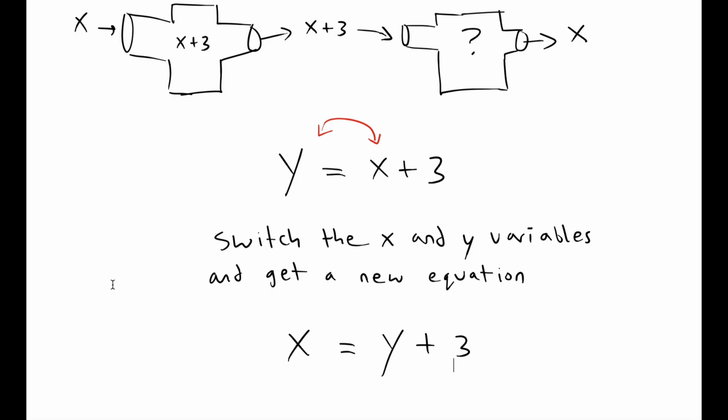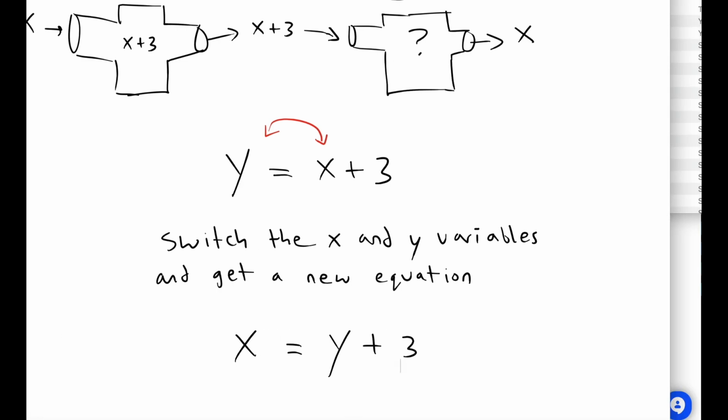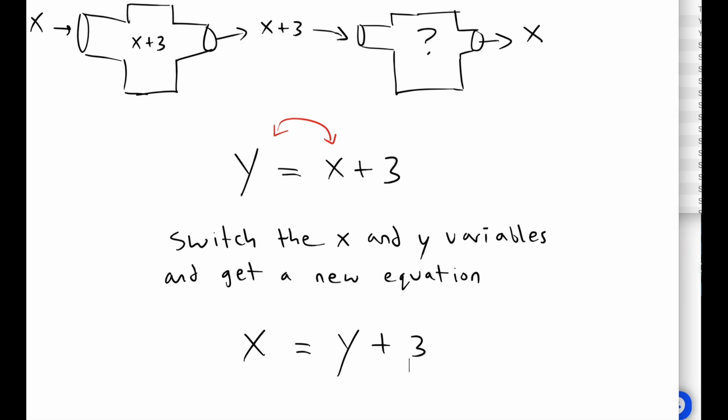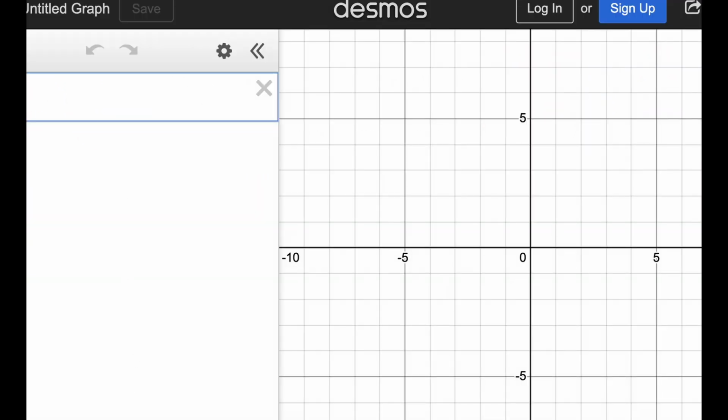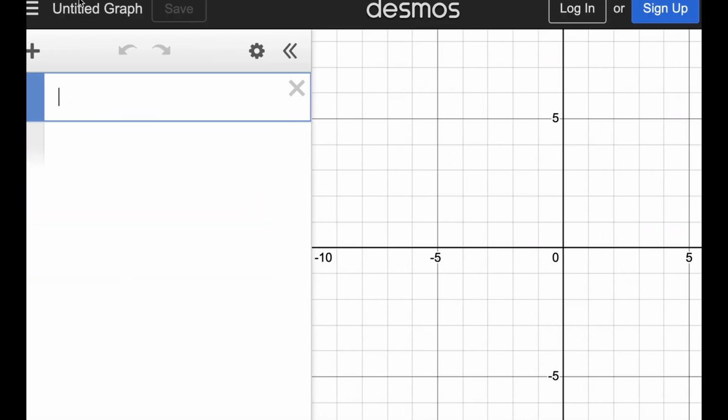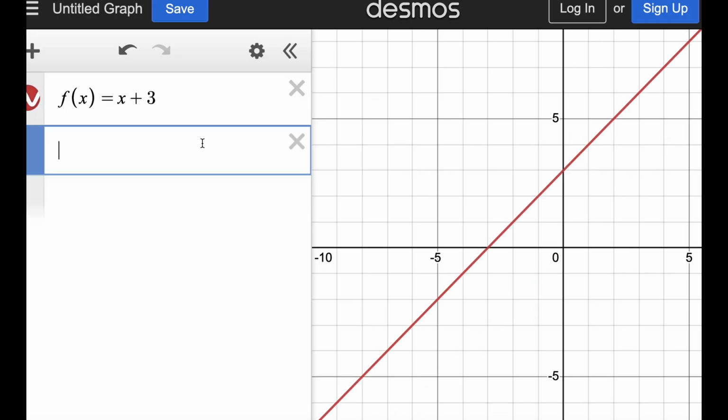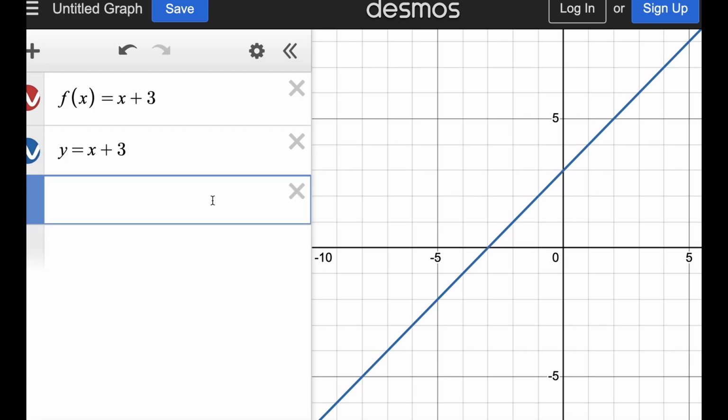So if I was to go to Desmos and plot those two things, they wouldn't be identical, is what I mean. Let's see what they would look like. The original formula was f of x equals x plus 3. That's y equals x plus 3. If you switch the variables, you don't get exactly the same thing. x equals y plus 3 is something a little different.